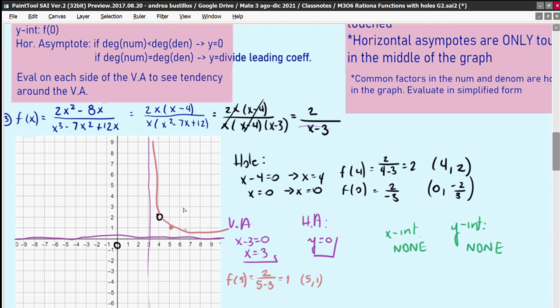We can do the same on the left side. Let's choose a value on the left side of my vertical asymptote, for example 2. If I evaluate my function in 2, this is 2 over 2 minus 3, this is minus 1. So another point through which my function is going to pass is 2, minus 1. So my function is going to pass through this point, and it's going to pass through this point. So that is enough for me to identify the behavior of the graph.